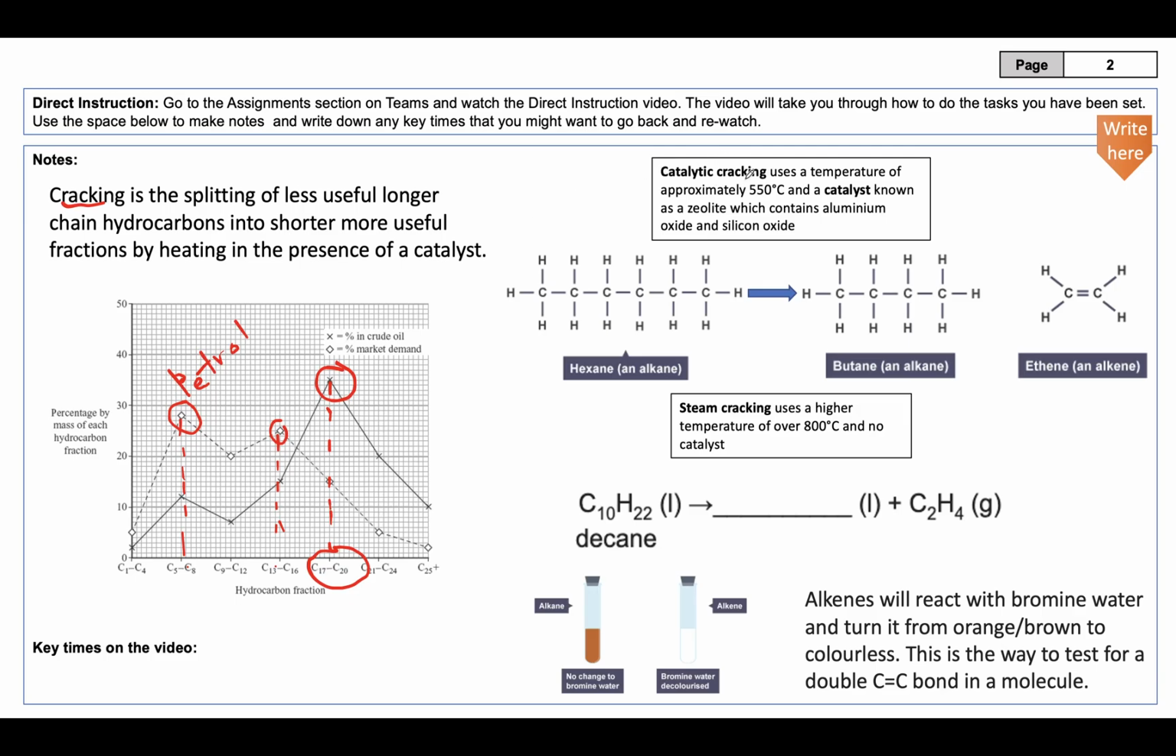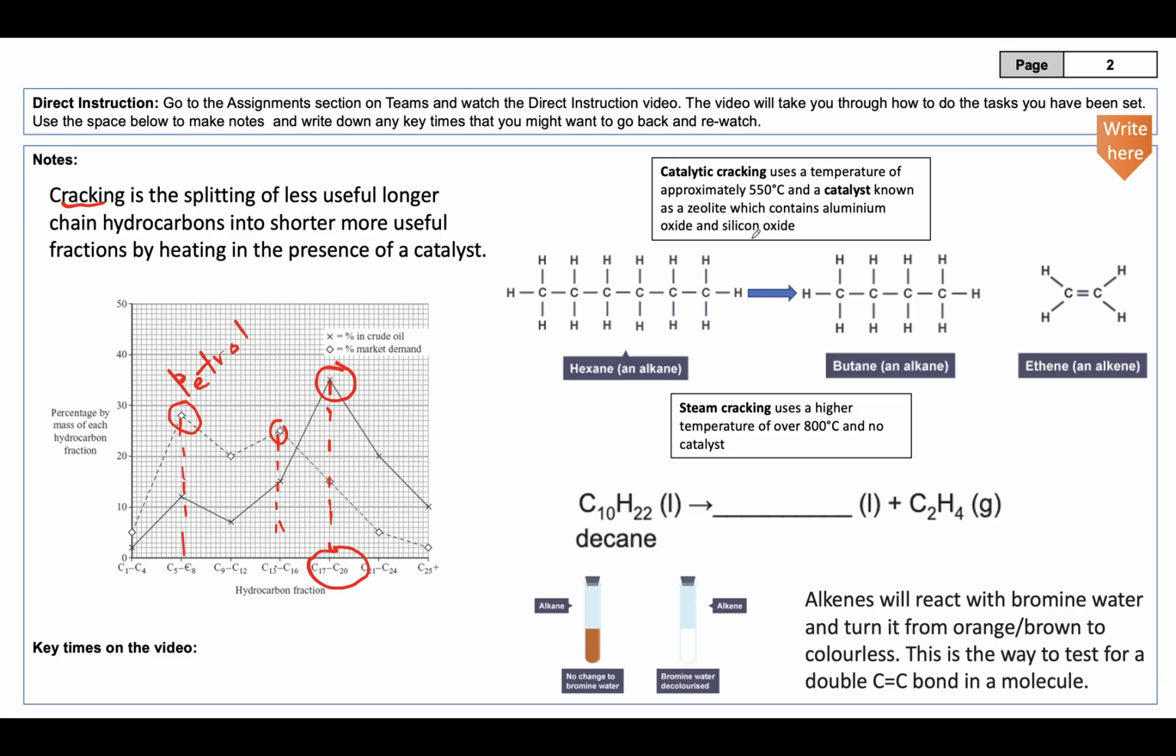So over here we're going into a little bit more detail than we need. There's kind of two ways to approach it. We can heat it to about 550 degrees with a catalyst present. Sometimes we say it's called a zeolite, which has got aluminium oxide and silicon oxide.